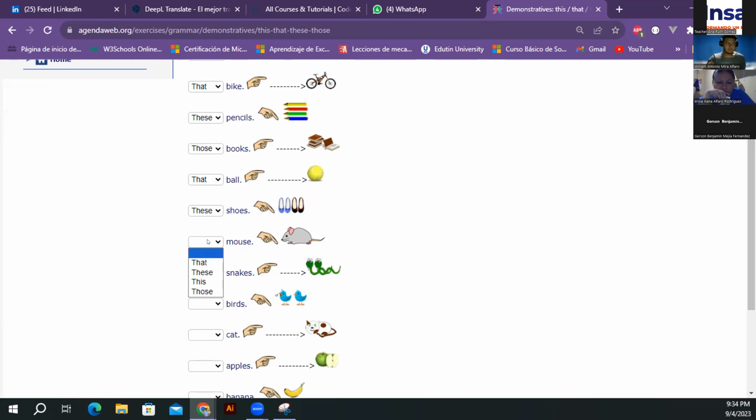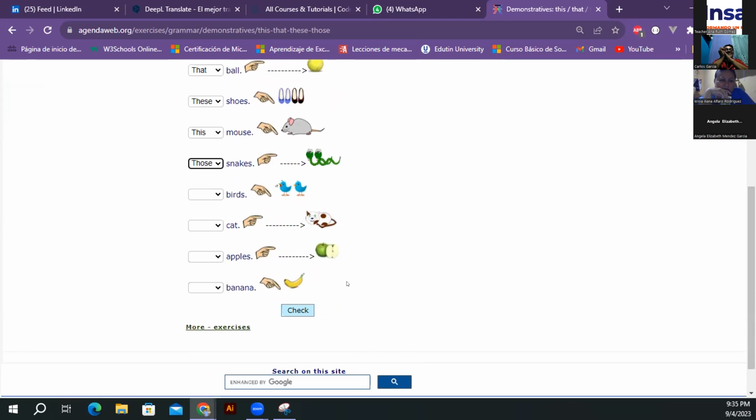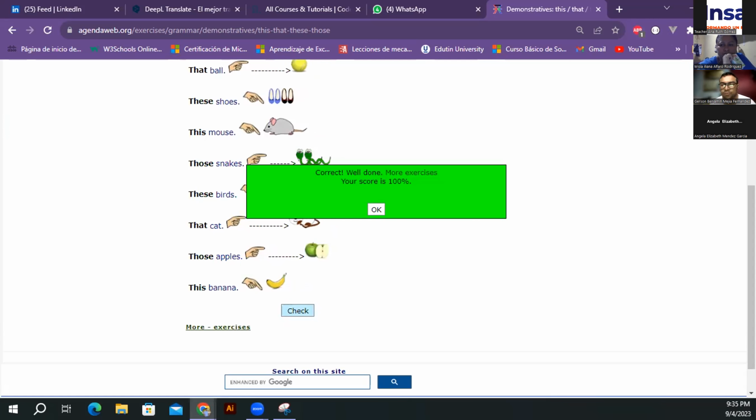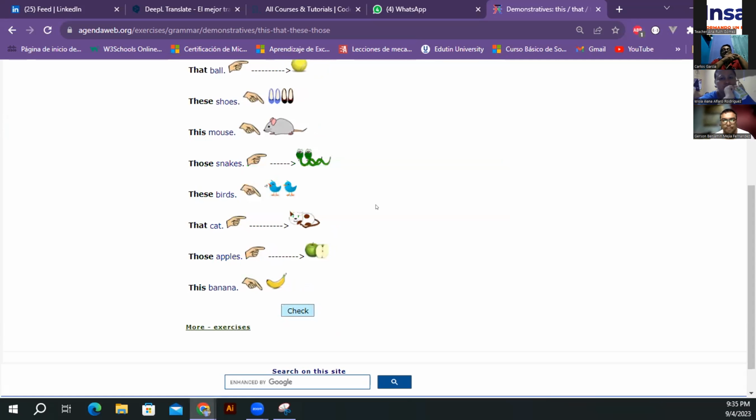This mouse is my pet. Those snakes. William, muere de envidia. That cat. Those apples are delicious. Yes. This banana. You are powerful, William.